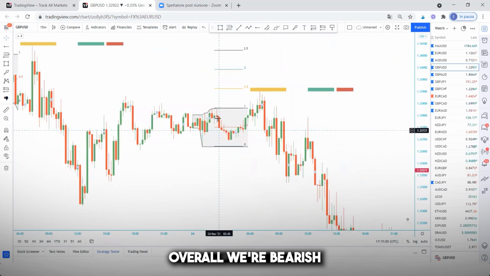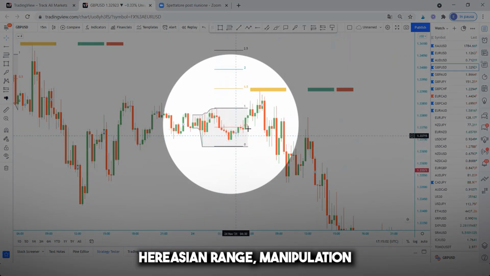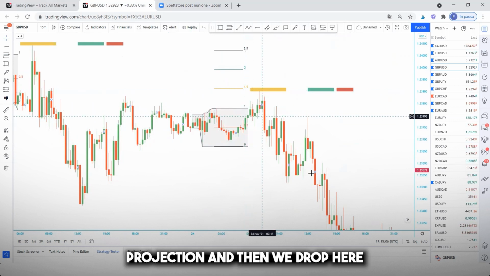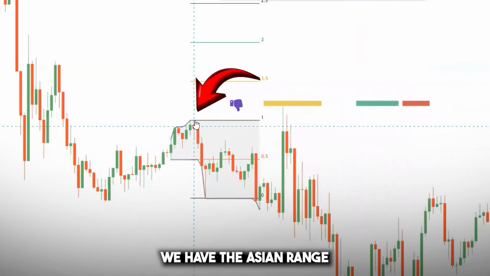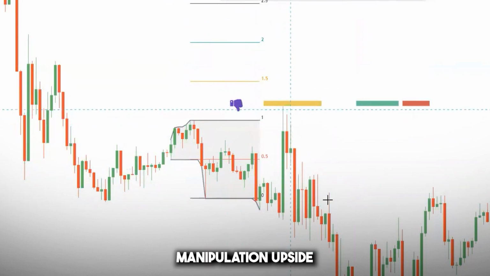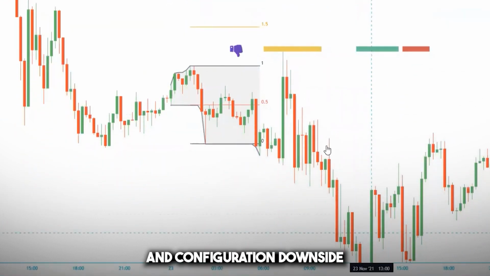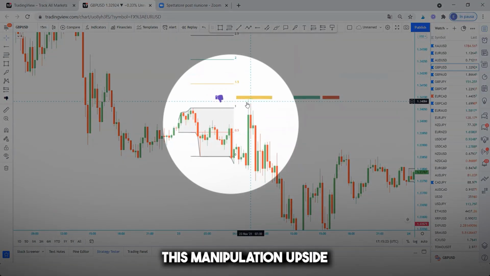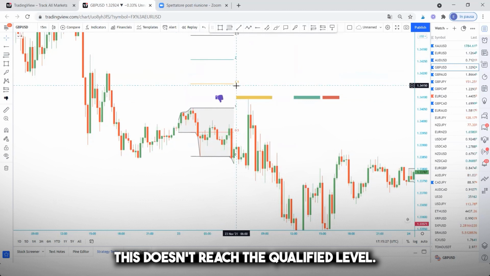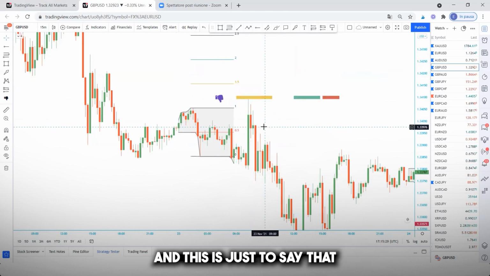Here, another good example. Overall, we're bearish. Here, Asian range, manipulation of the Asian range, 1.5 projection, and then we drop. Here, we have the Asian range, manipulation to the upside, and continuation to the downside. But as you can see, this manipulation to the upside doesn't reach the 1.5 level, and this is why I put this.